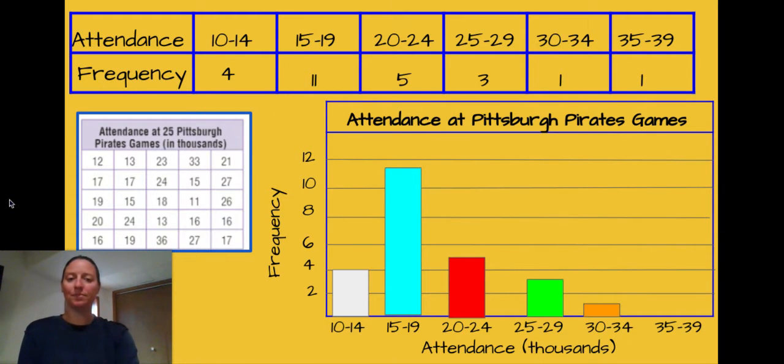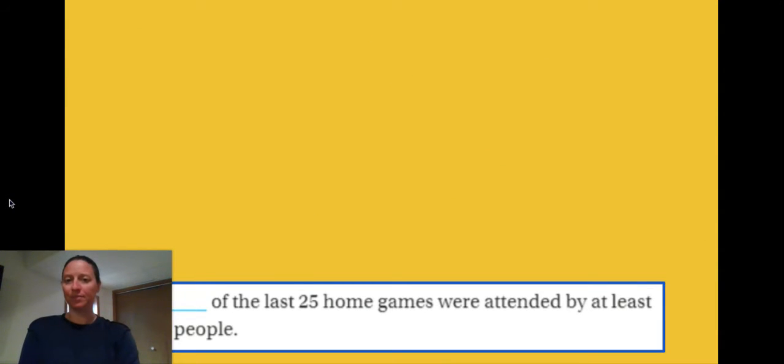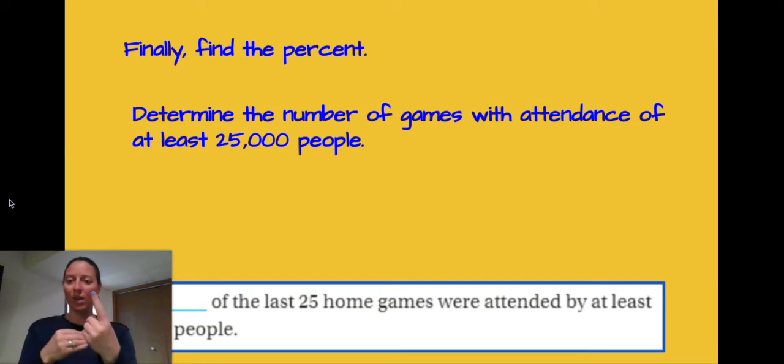As you can see, there are 3 intervals that had 25,000 or more participants. So you need to circle those, add those together, and you have 3 + 1 + 1 = 5. And that goes over the total number of games, so 5 out of 25, which is 20%.